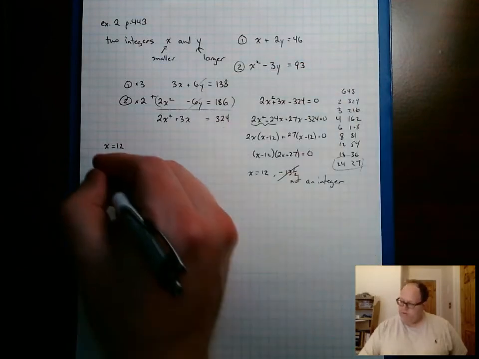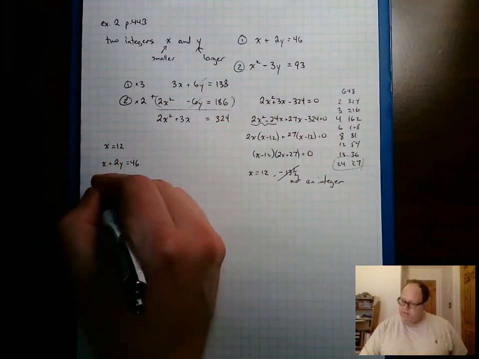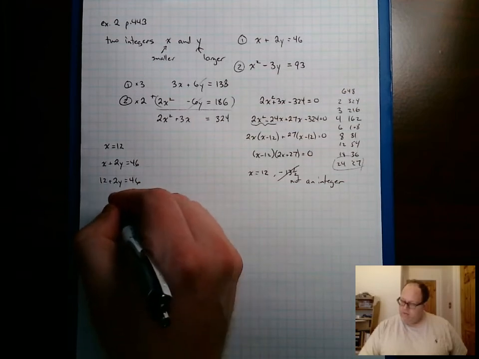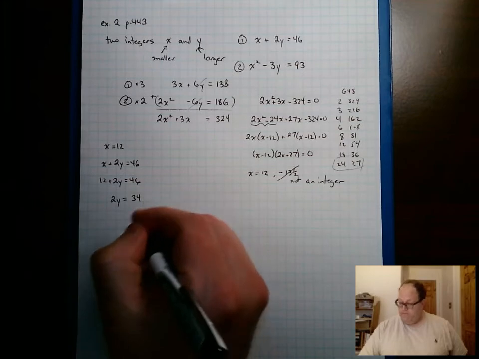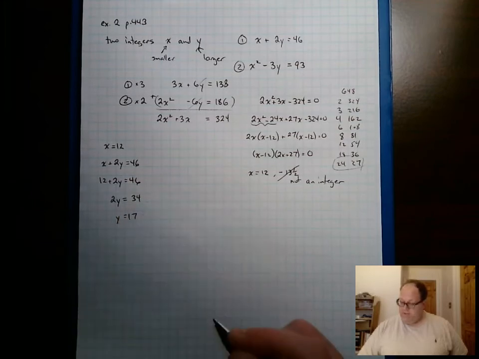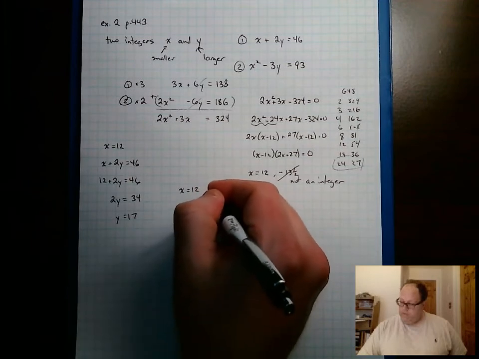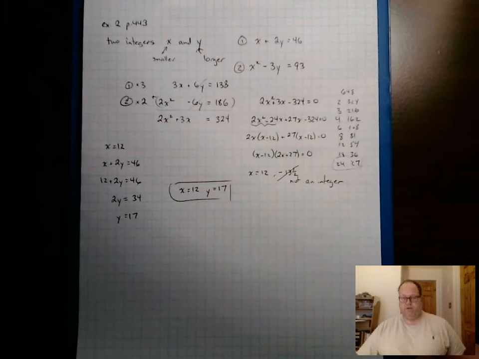If I go back to expression 1, x plus 2y has to equal 46. So 12 plus 2y has to equal 46. So 2y has to equal 34. So y has to equal 17. So there are my two integers that satisfy both expressions.